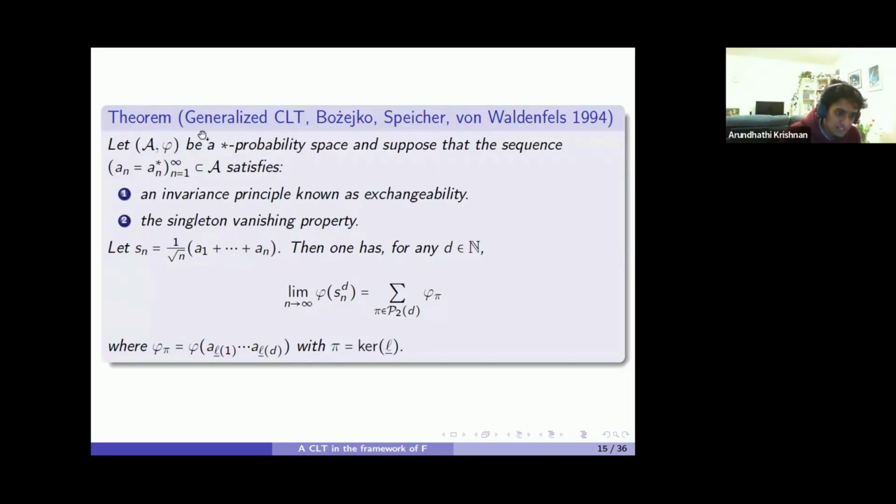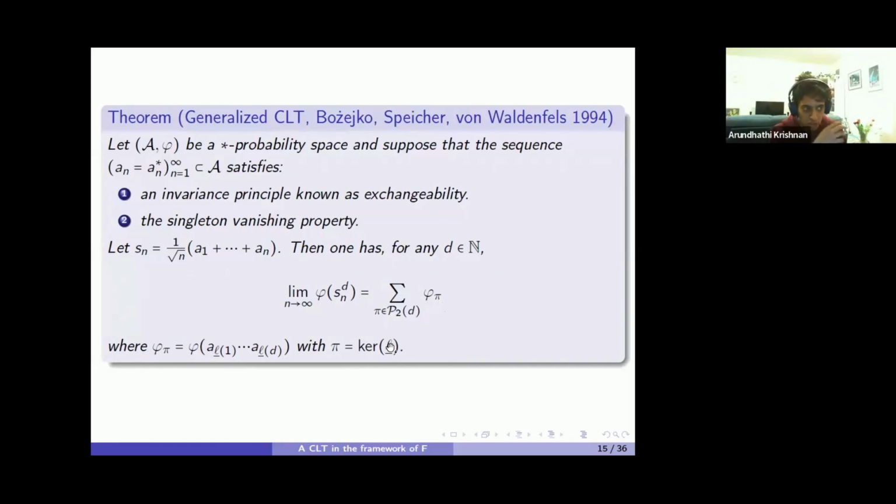So in this more general case where a_n satisfies these two conditions, you take S_n to be the same sampled average, and then the limit of the d-th moments can be written as a sum over pair partitions pi of some value phi_pi, which depends only on the pair partition pi. phi_pi is the value of phi of this product, where L is any tuple whose kernel is the pair partition that you chose. Just like we did for the free and the classical case, here also you can express the limit of the d-th moments as a sum of some value which only depends on the corresponding pair partition.